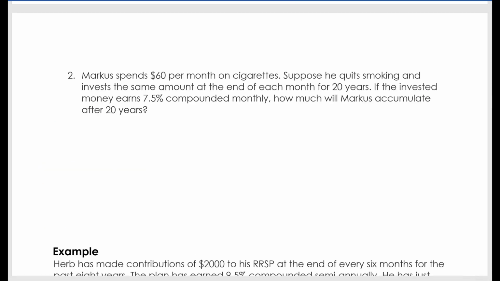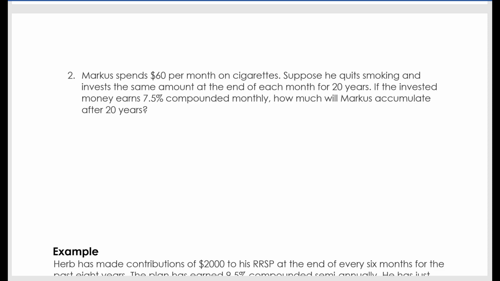So again, let's try the next one. I want you to stop the video once I tell you to. Try it yourself, and then turn it back on to see if you get the right answer. Marcus spends $60 per month on cigarettes. Suppose he quits smoking and invests the same amount at the end of each month for 20 years. If the invested money earns 7.5% compounded monthly, how much will Marcus accumulate after 20 years? So here's how much you could save if you stop smoking now.